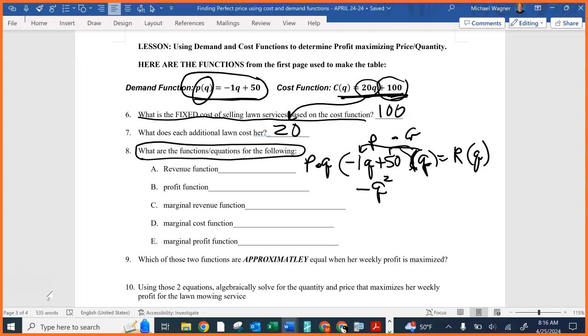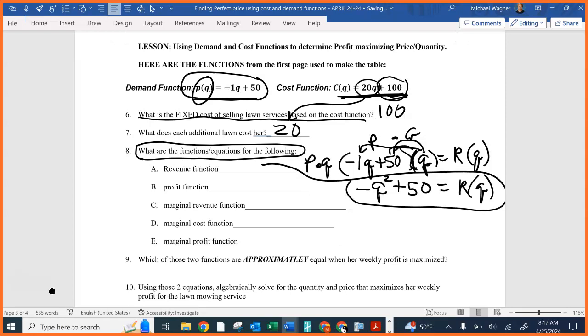It's -1Q squared, because now we're multiplying Q times Q, right? So I think the answers are going to be in that form. They're going to be distributed or simplified form. And then we're going to take that Q and also multiply it by the 50. Okay? Usually it's R(Q) equals something, but because I'm running out of room, I put it there. So that right there is your revenue function. Your final revenue function. Oh, not just 50, my bad. 50Q, I'm sorry. 50Q.